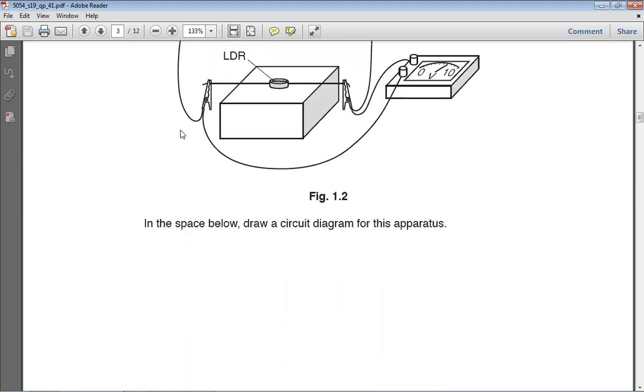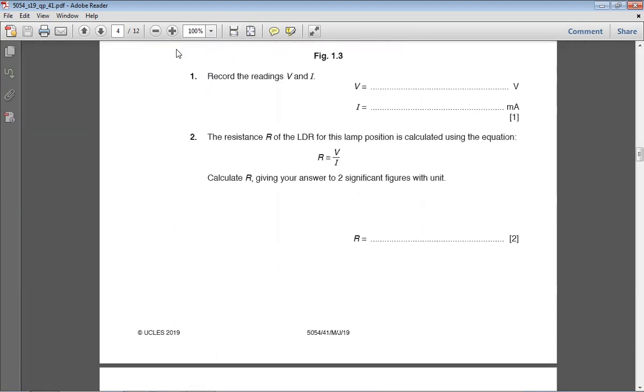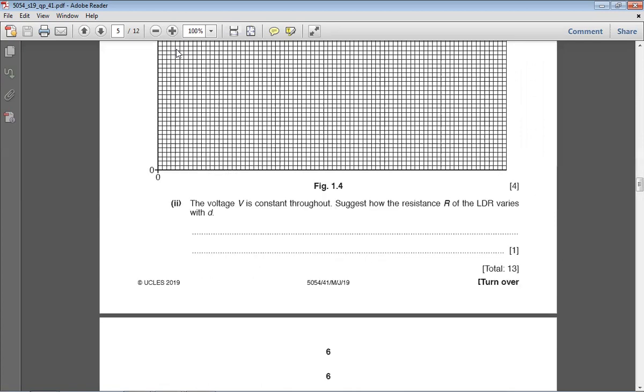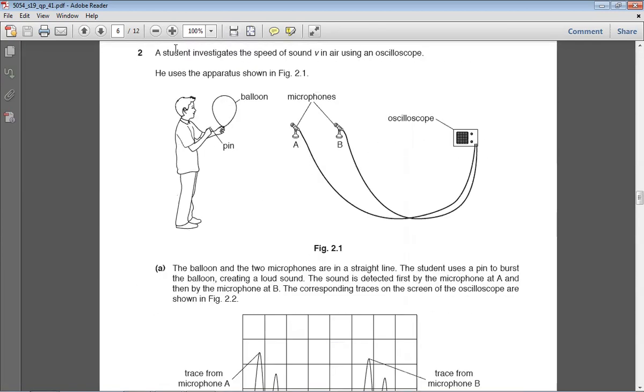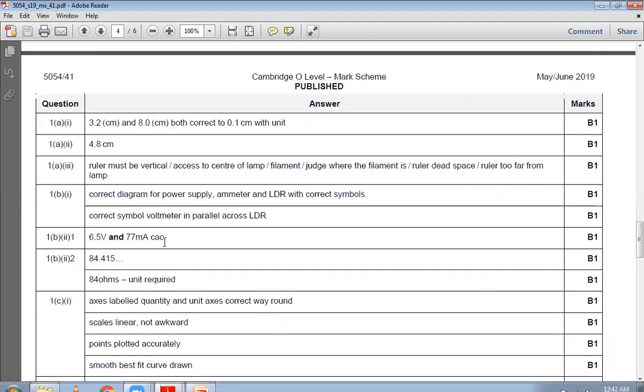So this was question number one. The whole question has been done. Now we are going to question number two, but before we go to question number two, let me show you the marking scheme.